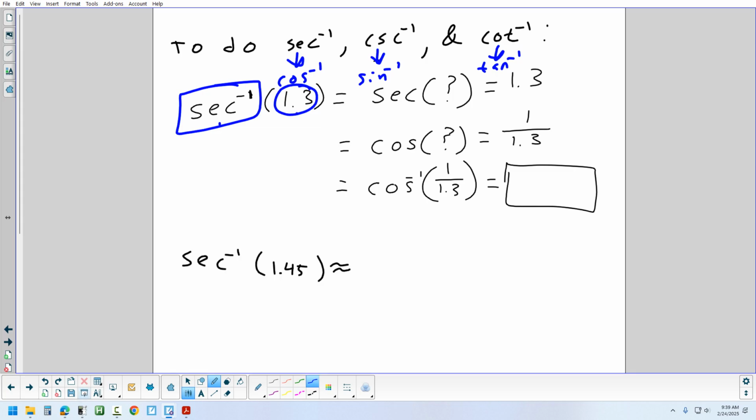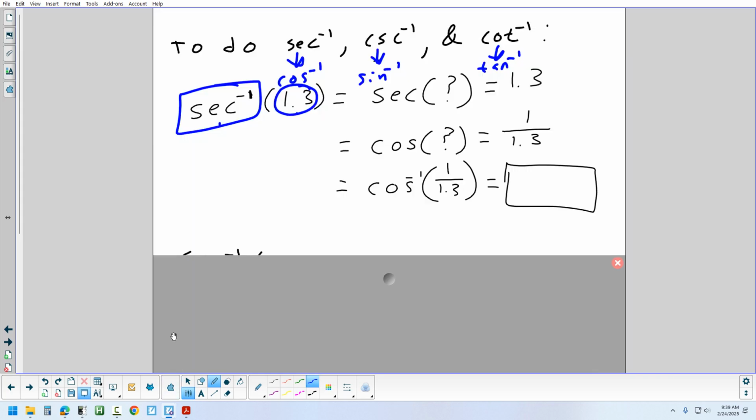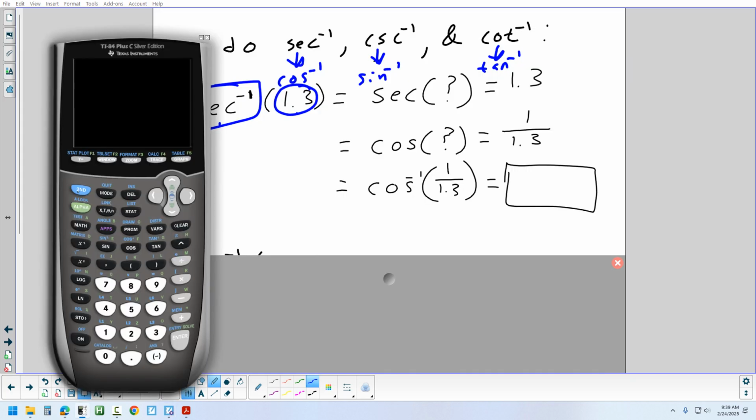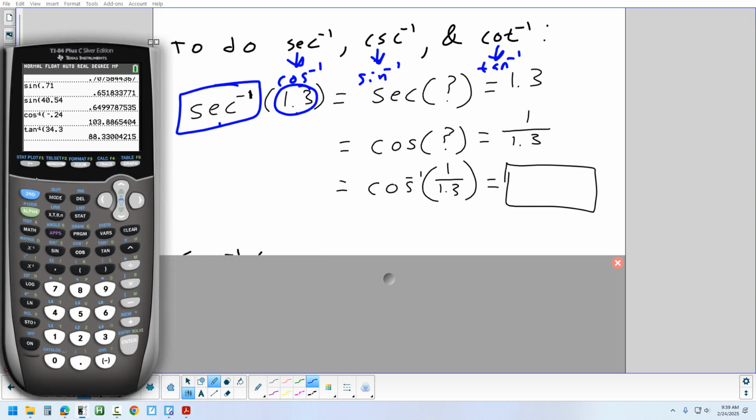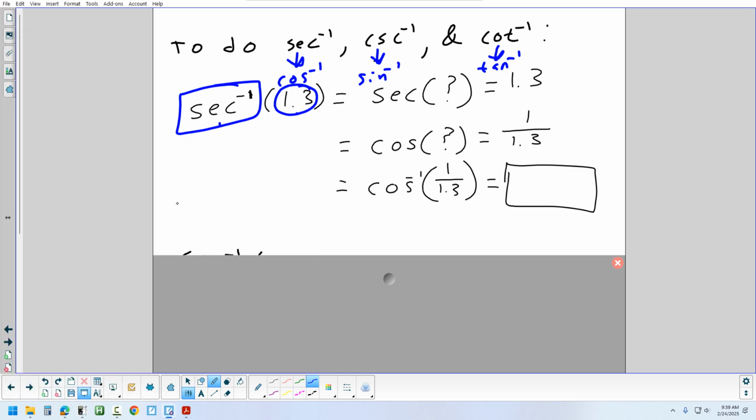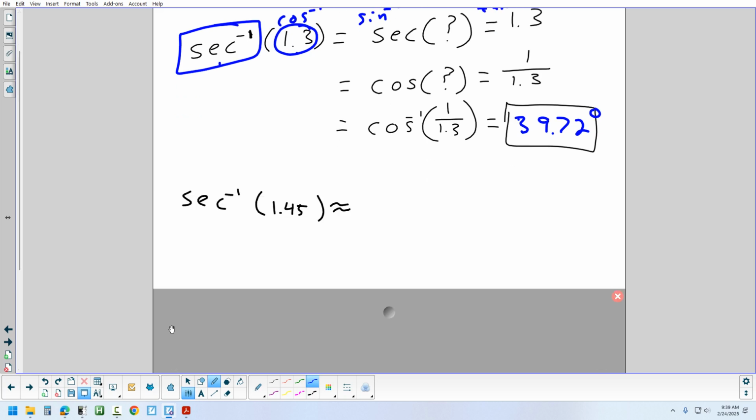Okay. So to type in this one, we're going to do second, change the trig function to the one it's connected to, flip the number inside. So it's kind of like what we did last week with flipping. Last week we flipped the whole thing. This week you're just flipping the number inside. So it's a little different. 39.72 degrees. Okay, that's the answer. All right, let's try it on this one.